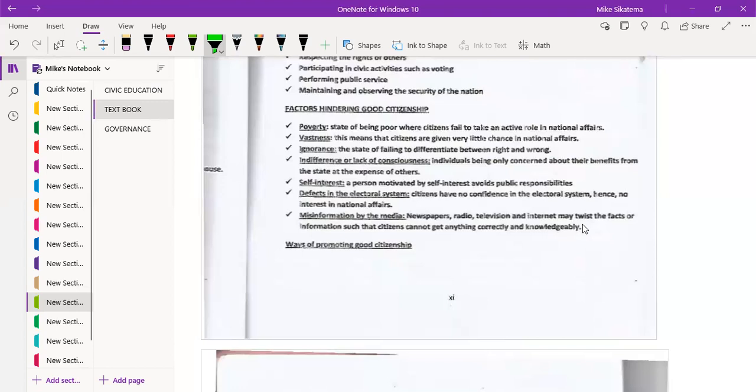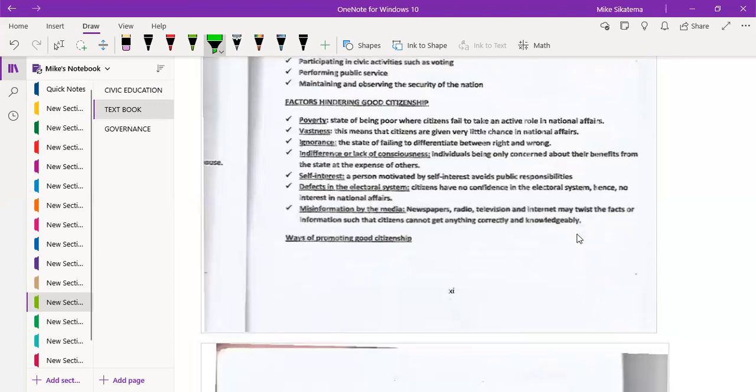Defects in electoral systems. When there is no free and fair elections, it hinders proper citizenship. Misinformation by the media, which we call propagandalism and fake news, where newspapers, radio and television and the internet may twist the facts or information such that citizens cannot get anything correctly and knowledgeably.